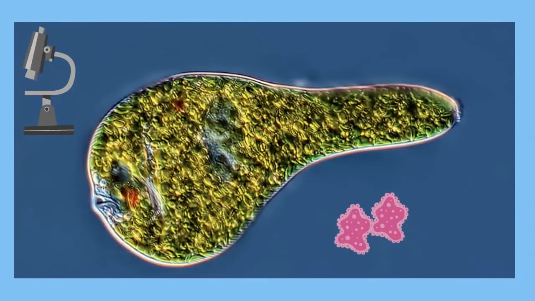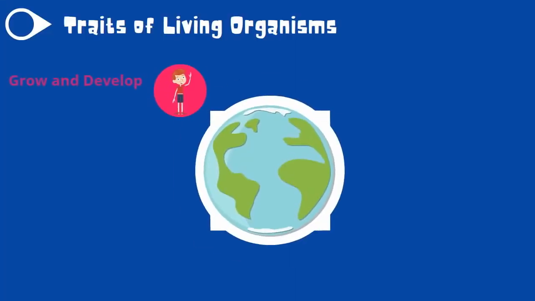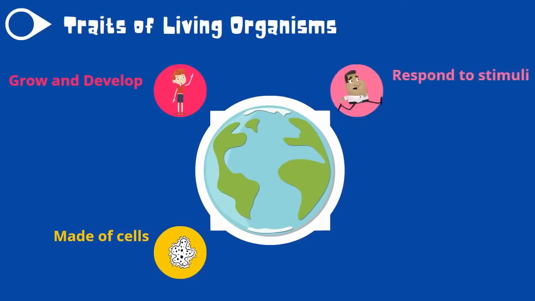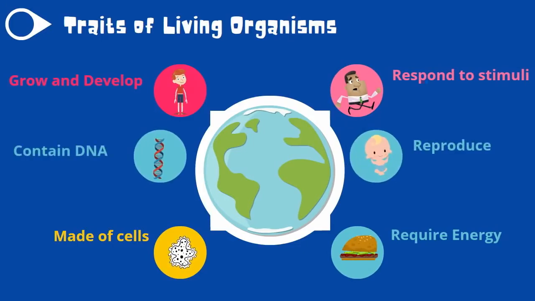In order to be considered biotic, it must have these 6 traits. The organism must be able to grow and develop, be made of cells, respond to stimuli, require energy, be able to reproduce, and finally contain DNA.